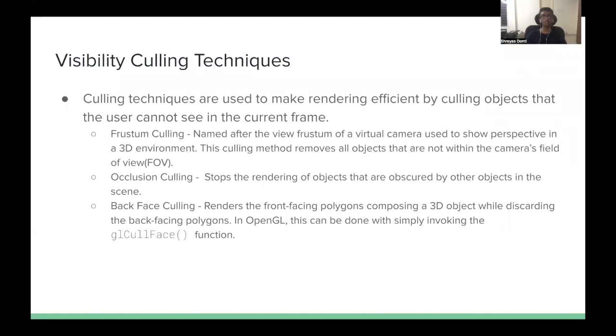These techniques are frustum culling, which is named after the view frustum of a virtual camera used to show perspective in a 3D environment. This culling method removes all objects that are not within the camera's field of view, also known as the FOV. Then there's occlusion culling, which stops the rendering of objects that are obscured by other objects in the scene. And then finally, there is backface culling, which renders the front-facing polygons composing a 3D object while discarding the back-facing polygons. In OpenGL, this can be simply done by invoking the glCullFace function.